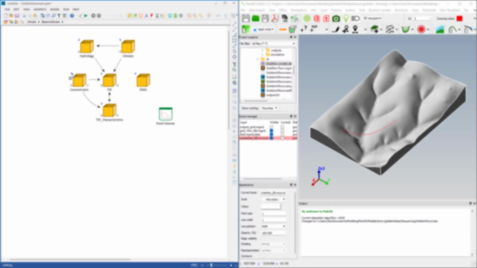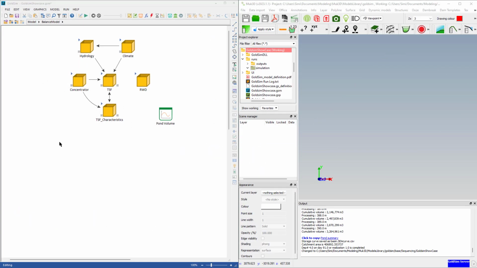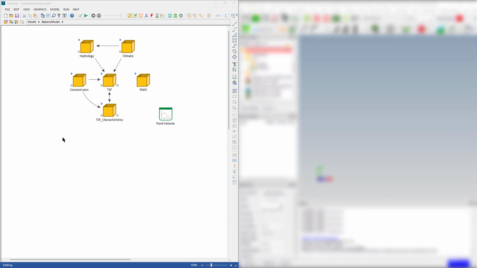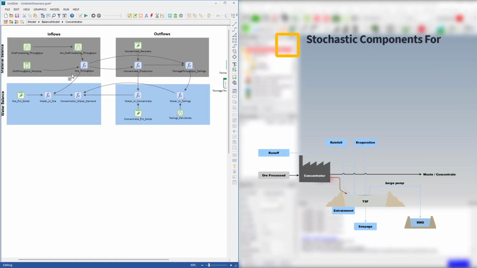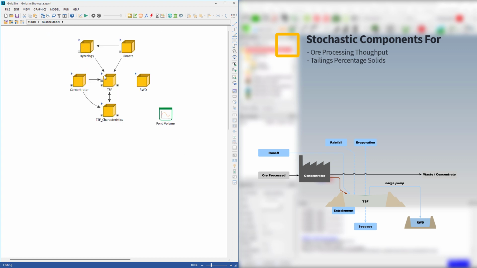So I won't go into the detail of the Goldsim model, but we have a number of uncertainties that are being taken into account. We have around the mass balance, the amount of ore processing throughput, and the percentage of solids in the tailings that allows us to estimate how much water gets into the TSF. We have a stochastic rainfall generated sequence, which allows us to estimate how much runoff we have. So the hydrology takes into account both the wet beach and the dry beach runoff. And the areas are coming from Muk3D.